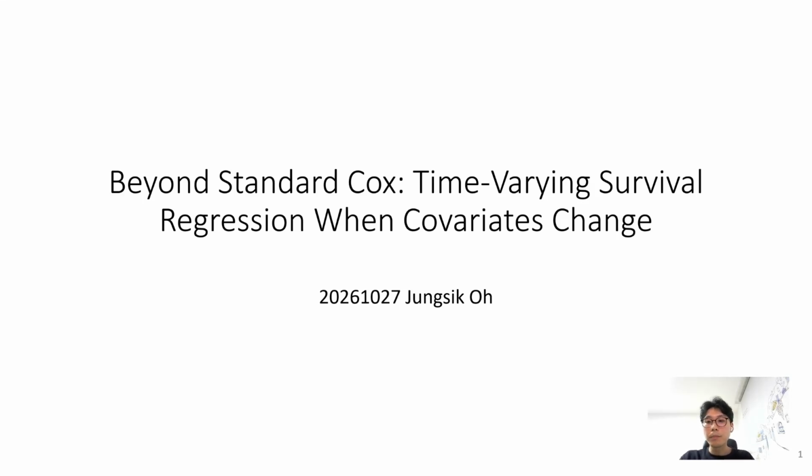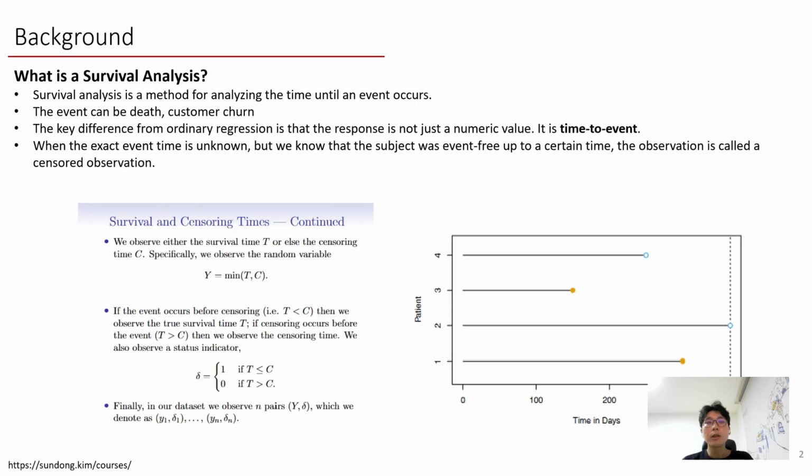Hello. The topic of this presentation is how survival regression should be handled when the covariates change beyond the standard Cox model. Now we talk about survival analysis and hazard functions. Survival analysis is a method for analyzing the time until an event.